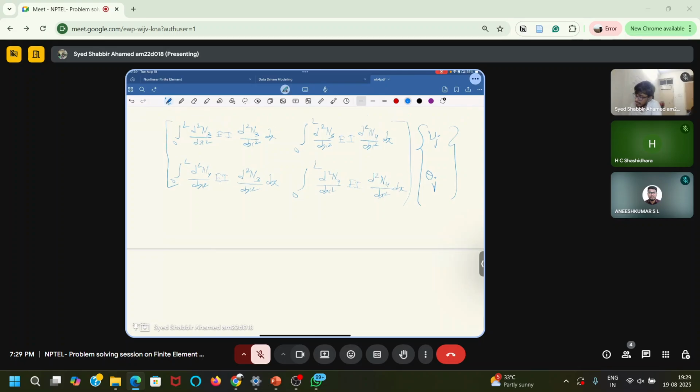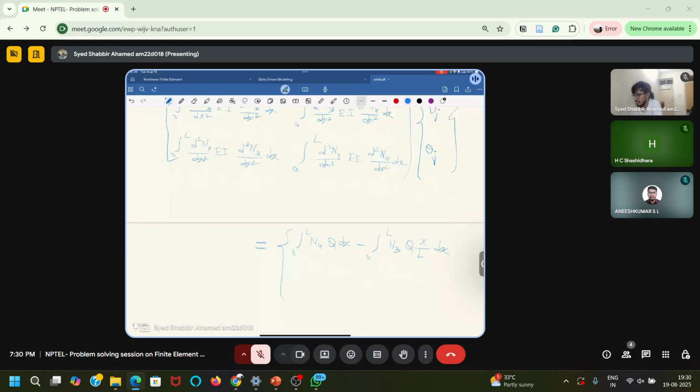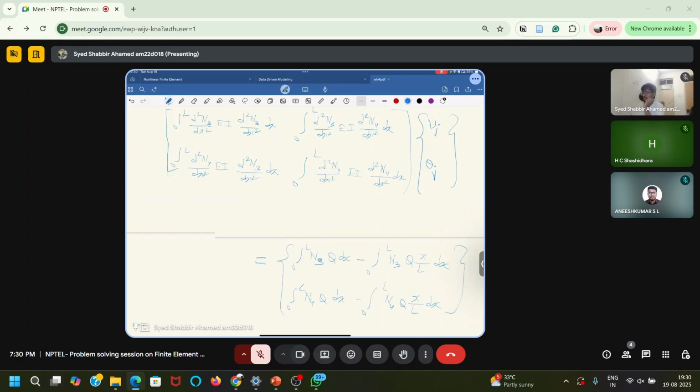Okay. Now I will have this term, which will be integral 0 to L of N3 into q into dx, minus integral 0 to L of N3 into q into x by L into dx. This is N3, and similarly here also it is N4, with x by L.